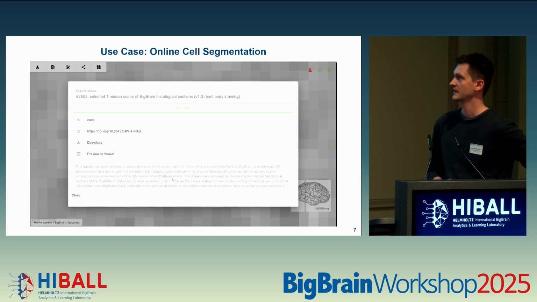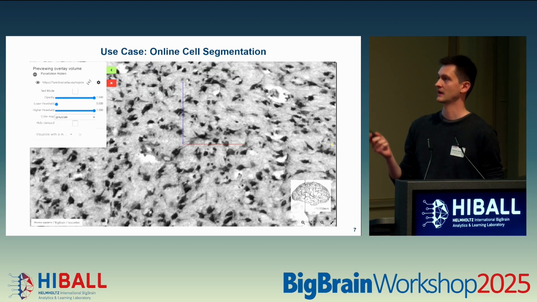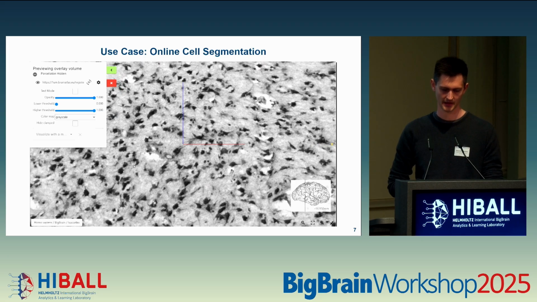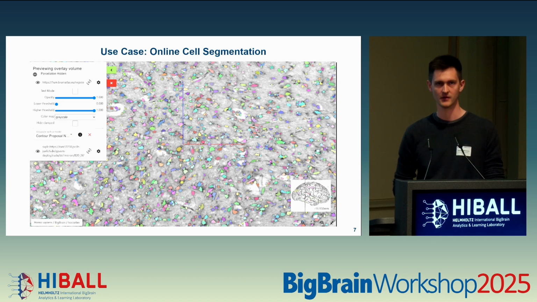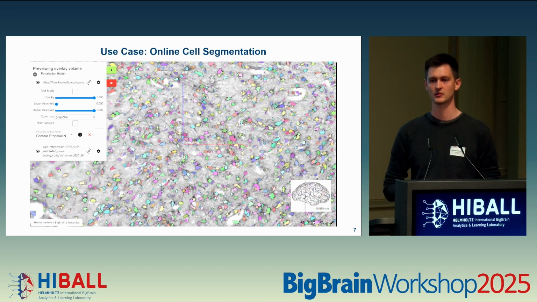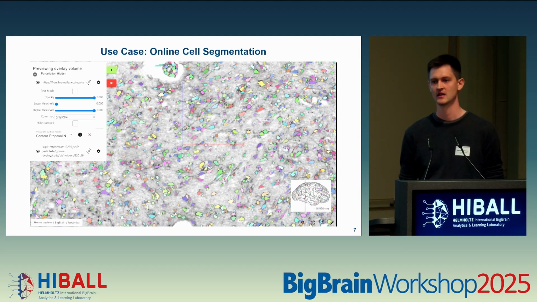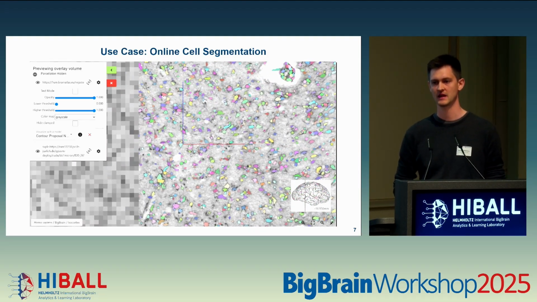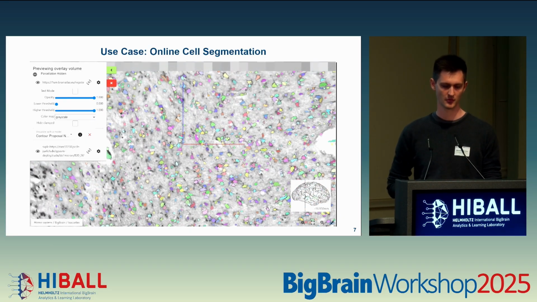So if we have a look here, we can have a look at the whole 1 micron scan. And now we are able to click on this contour proposal network. And now for the requested view of the user, it's computing these cell segmentations in real time. So they're not stored somewhere, they are not duplicated data, they are just computed by the AI model the time the user accesses the specific viewport here.